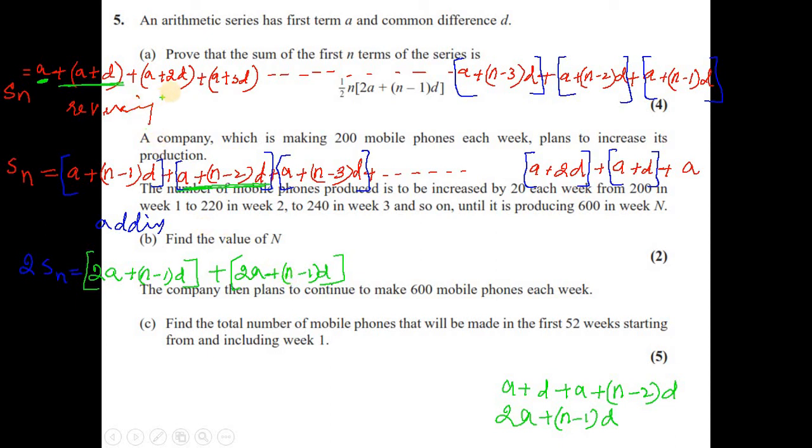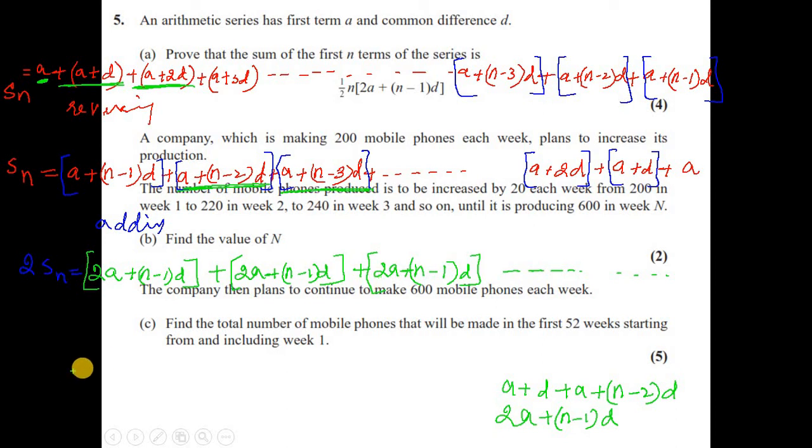Similarly, if you add the third term in the first equation and the third term in the second equation, again you have the same answer, 2a plus n minus 1 d. You keep doing that until you have 2a plus n minus 1 d at the end, till n terms. So how many terms do you have in the final summation? You have n such terms, and all terms are the same.